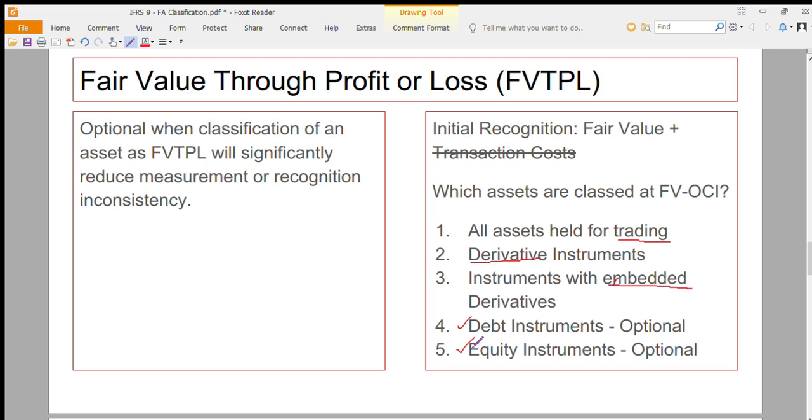To make this more clear, let's look at 2 important types of financial assets, debt instruments and equity instruments, and see when we can classify a debt instrument under these 3 categories, what will be the impact to the company. We'll also look at when equity instrument can be classified under these categories and what will be the impact to the entity.